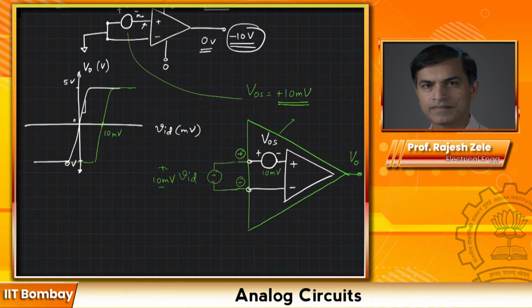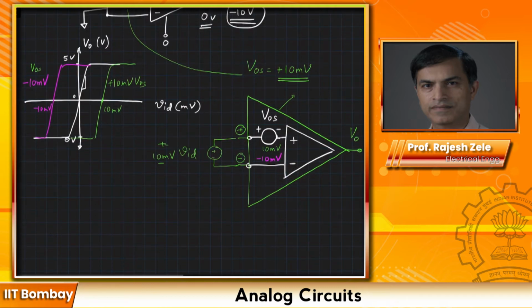And if the VOS was minus 10 millivolts, then we would see the transfer characteristics which would look like this, and this would be your minus 10 millivolts. Okay, let me redraw this so it looks something like this, when VOS is minus 10 millivolts.